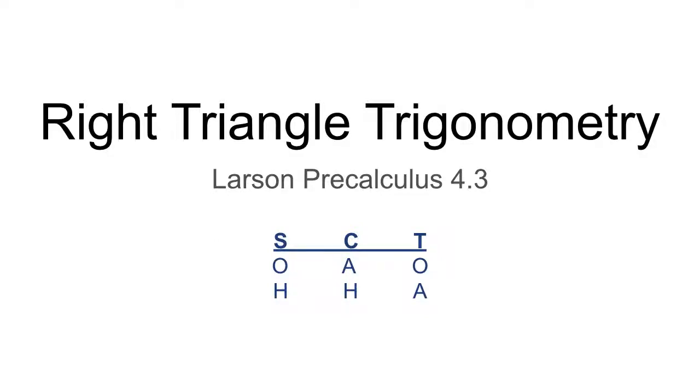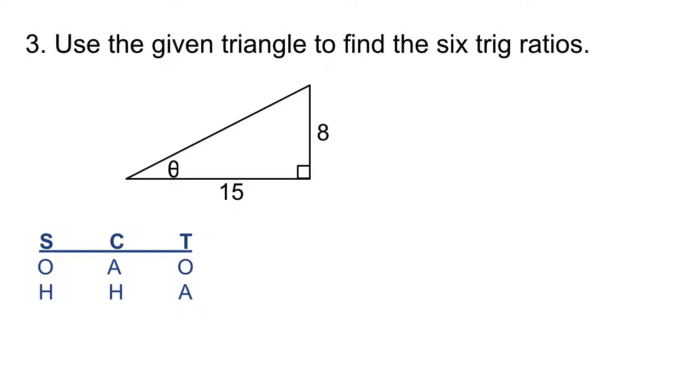Right triangle trigonometry. Here we're asked to use the given triangle, which is a right triangle with side lengths 8 and 15, to find the 6 trig ratios.